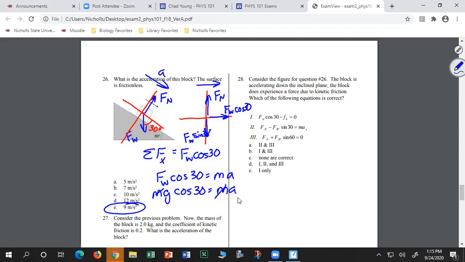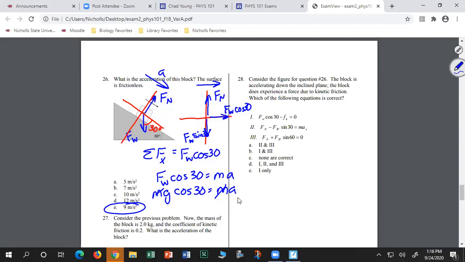By the way, what happens to the frictional force as you increase the mass of the block? Does the frictional force go up, go down, or stay the same? If I increase the mass of the block, what happens to the frictional force? Up, down, or stay the same? It's going to go up because the normal force goes up. That means that the frictional force will also go up.